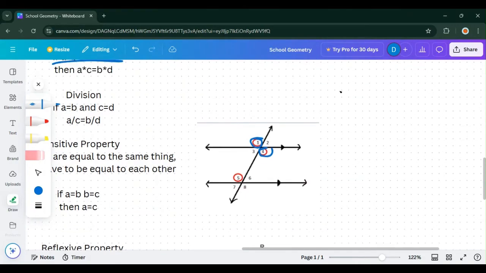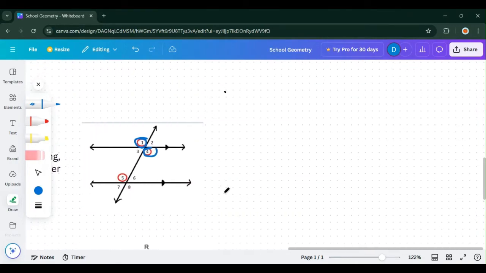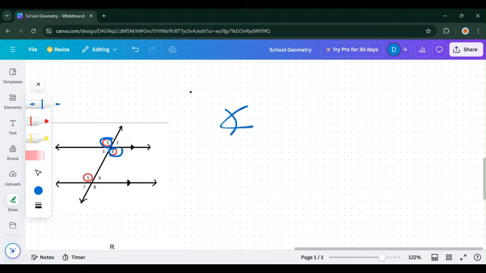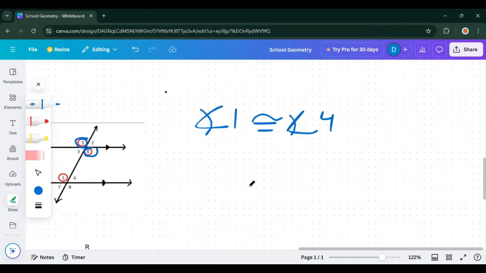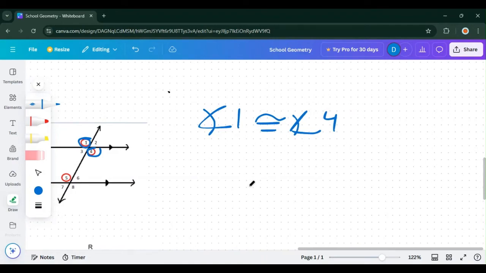And so we can write this to the side. Obviously, you can write this in a proof as well. So angle 1 is congruent to angle 4. And obviously, if I haven't mentioned this before, something being equal in geometric terms is just being congruent to something. Okay, so angle 1 is congruent to angle 4. The reason why, vertical angles.